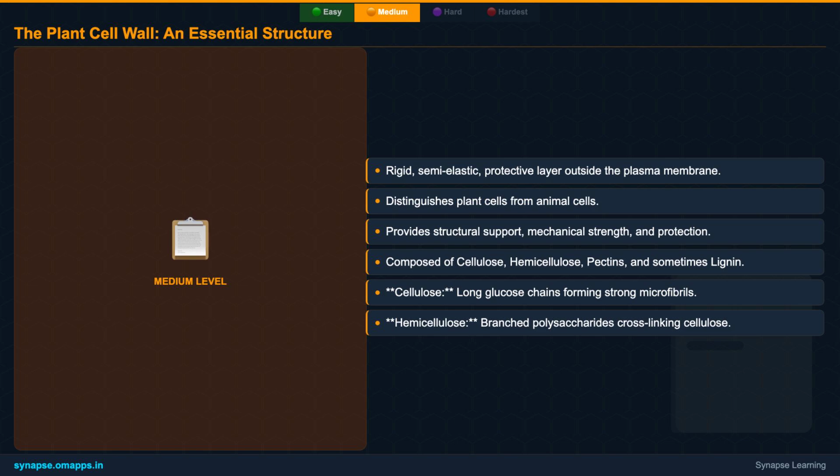Its composition is quite intricate, primarily featuring cellulose, which forms strong microfibrils. Think of them as the steel rods in concrete. But it also includes hemicellulose, which links these microfibrils, and pectins, which act like a gel, providing flexibility and resistance. In woody plants, you'll also find lignin, adding even more rigidity and waterproofing. This complex mix ensures the wall's robustness and versatility.